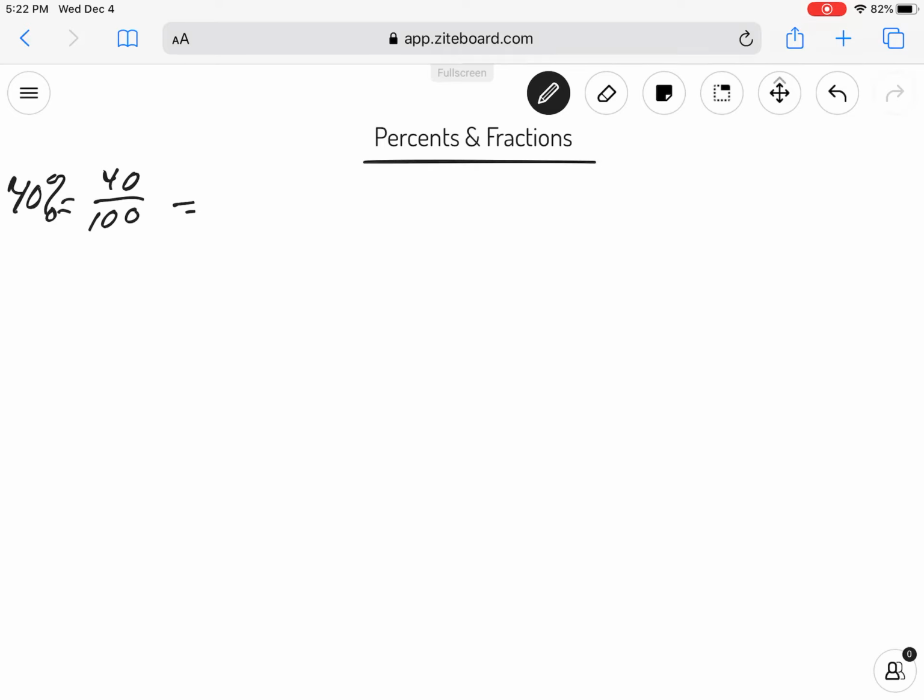And because it's a fraction and it's reducible, I could divide both of these by 10 and I get 4 over 10, and I can divide them further by 2, so I have 2 over 5. Okay, so 40% is the same thing as 2/5. Let's look at another one quickly. We can look at, say, 80%.